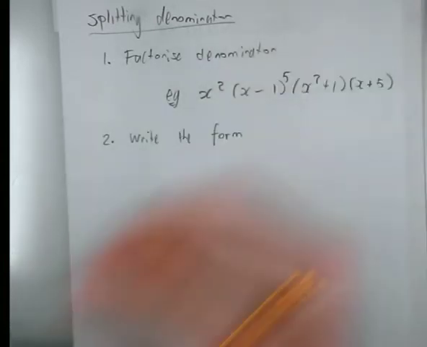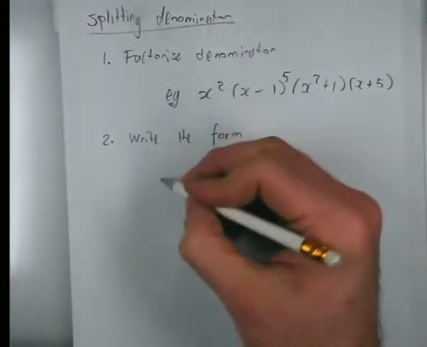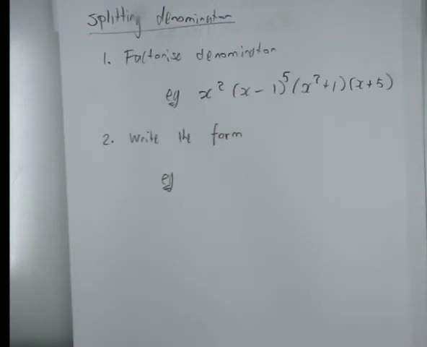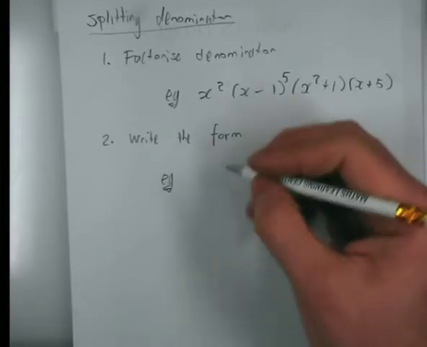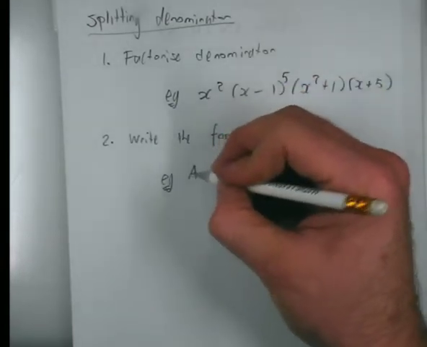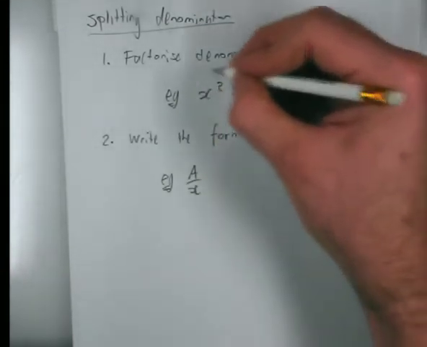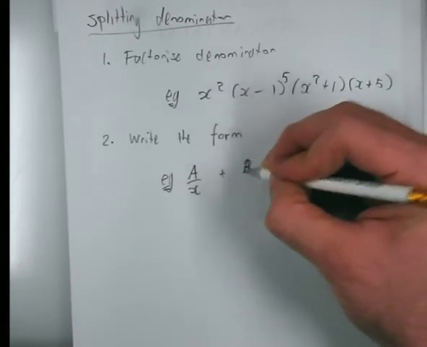I can't think of another word for it, but write the form down. So, for example, for that one there, if that was my denominator, my final form for each linear term would have constant over that, and I need to do constant over that squared, and constant over that cubed, and constant over that however many, all the way up to whatever power I've actually got. And for each quadratic term, I need to have a constant, a linear thing over that. So this would be A over x, that's for this one, and A B over x squared.